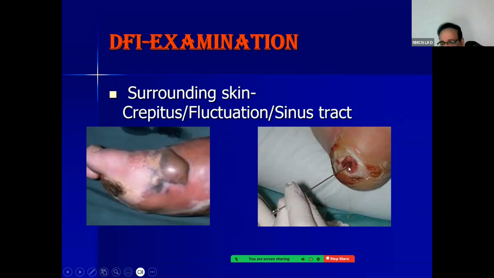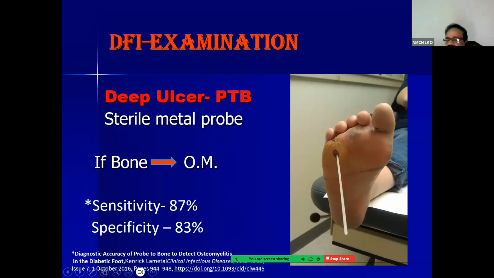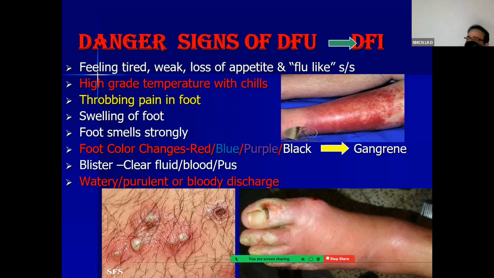And similarly, if there is a sinus, you should put the metallic probe. If it touches the bone, then the chances of osteomyelitis are 87% with sensitivity and specificity 83%. This is a very important clinical test which you should do whenever the depth of the ulcer is more than its width.